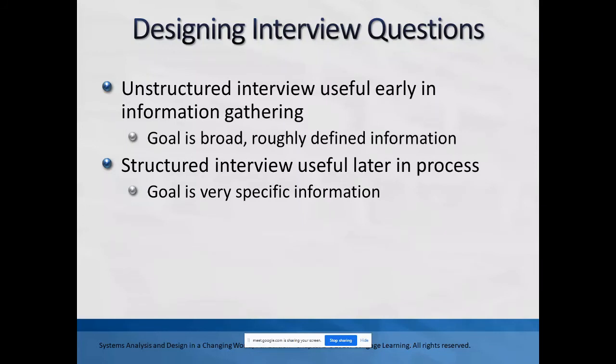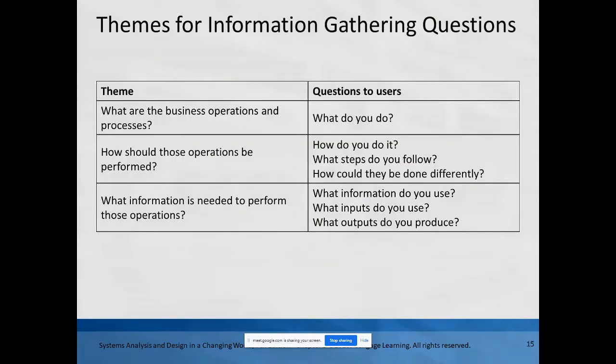time efficient or effective to send that out in a questionnaire. So I would say that it's less common to have a lot of structured interviews.